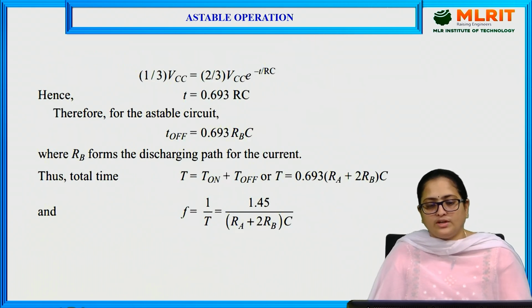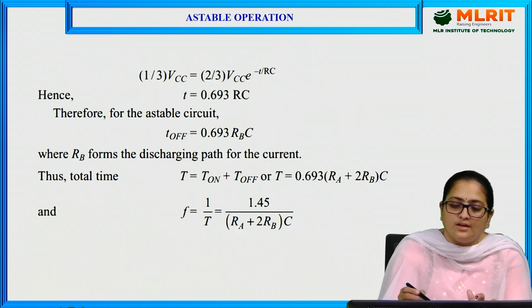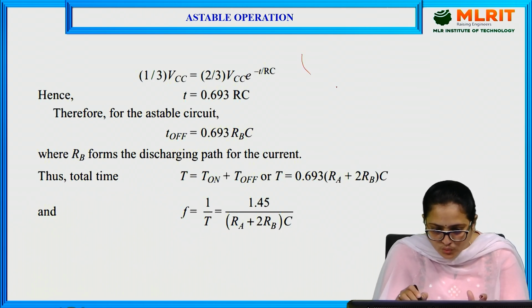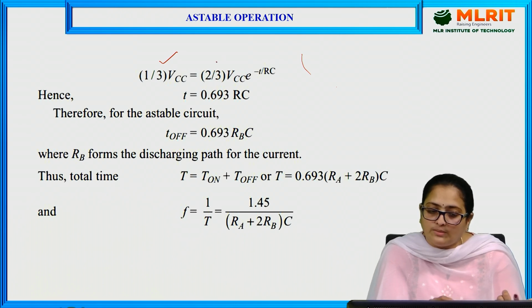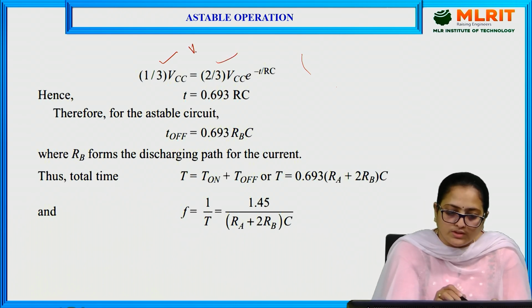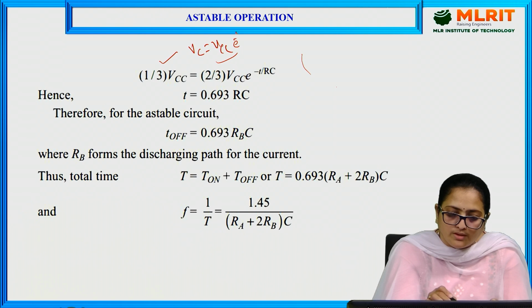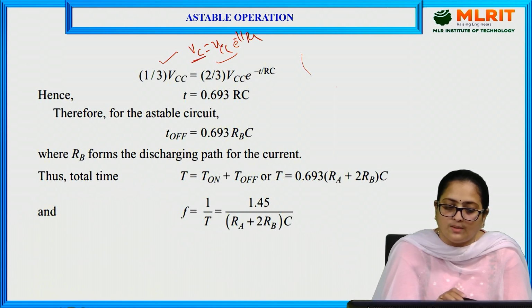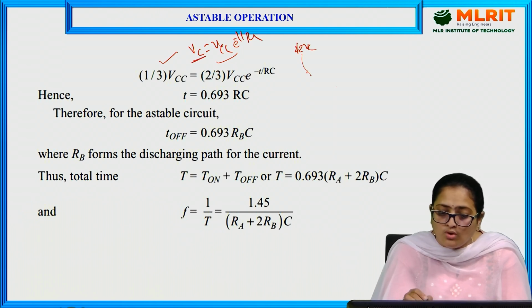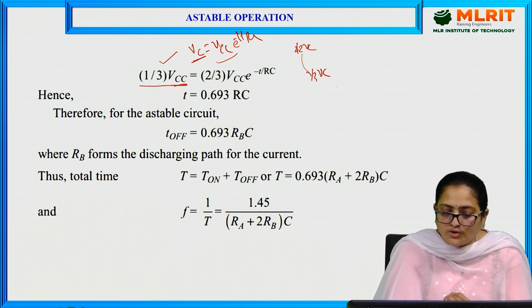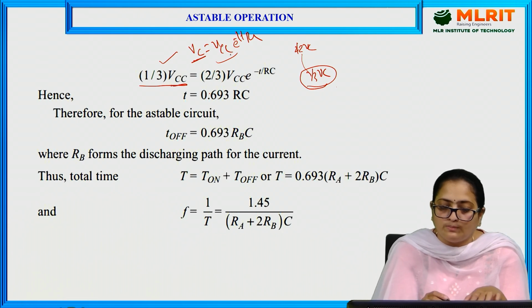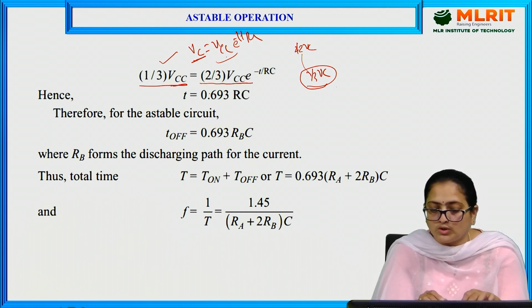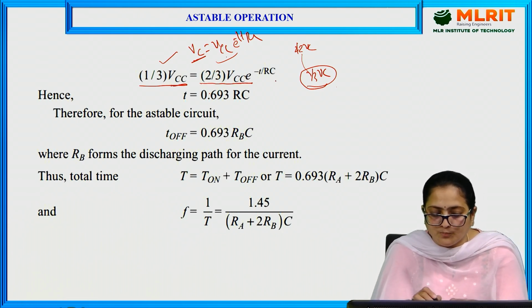Next, the off time can be determined when it is moving from 2/3 VCC to 1/3 VCC. The voltage across the capacitor now will be 1/3 VCC. The initial voltage will be 2/3 VCC. So, this is VC is equal to VCC into e power minus T by RC. This is the voltage across the capacitor when it is reaching from 2/3 VCC to 1/3 VCC. The voltage across the capacitor stays at 1/3 VCC, but the initial voltage is 2/3 VCC. So, in place of VCC, you will write 2/3 VCC e power minus T by RC. If you solve this expression, we will get T is equal to 0.693 RC.